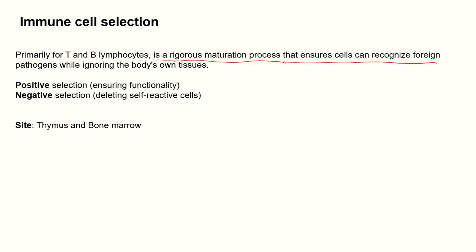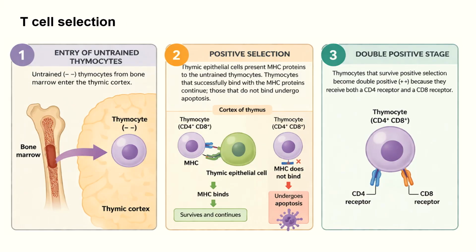Now the site for this selection is the thymus for the T cell and the bone marrow for the B cell. So we could say that the thymus is the site for T cell selection and the bone marrow is for B cell, which is another subset of the lymphocyte. We will see how the T cell and B cell are selected in the thymus and bone marrow respectively. So let's try to understand T cell selection from the thymus point of view.